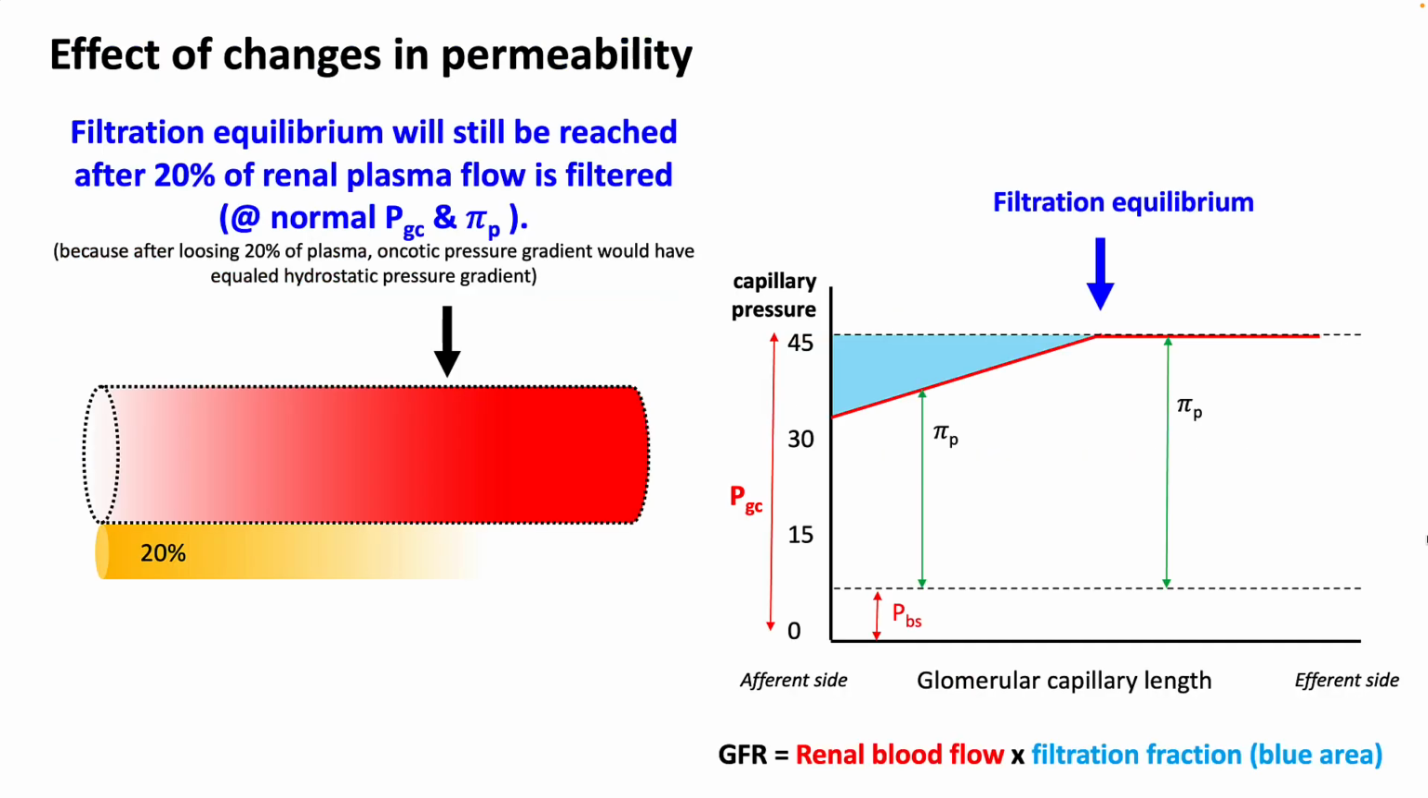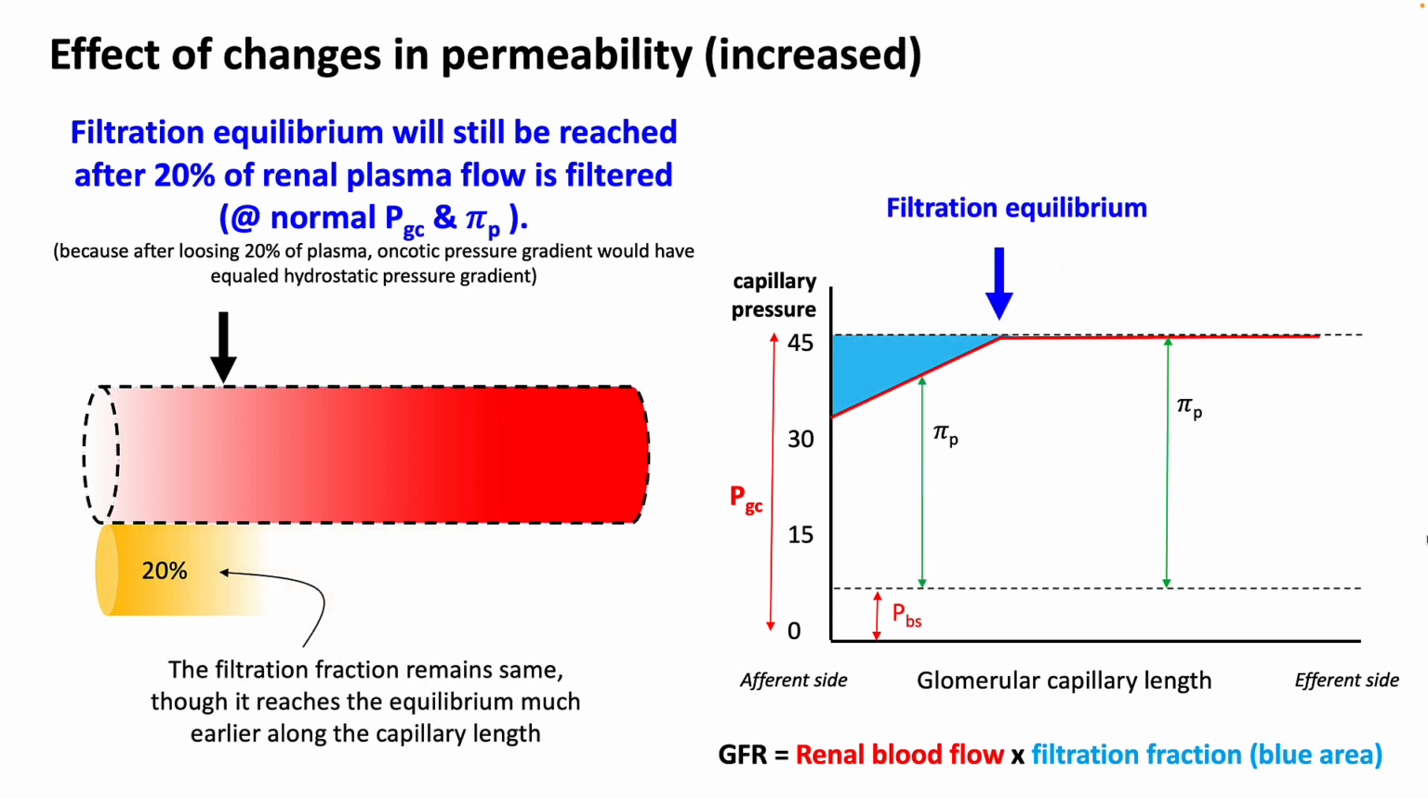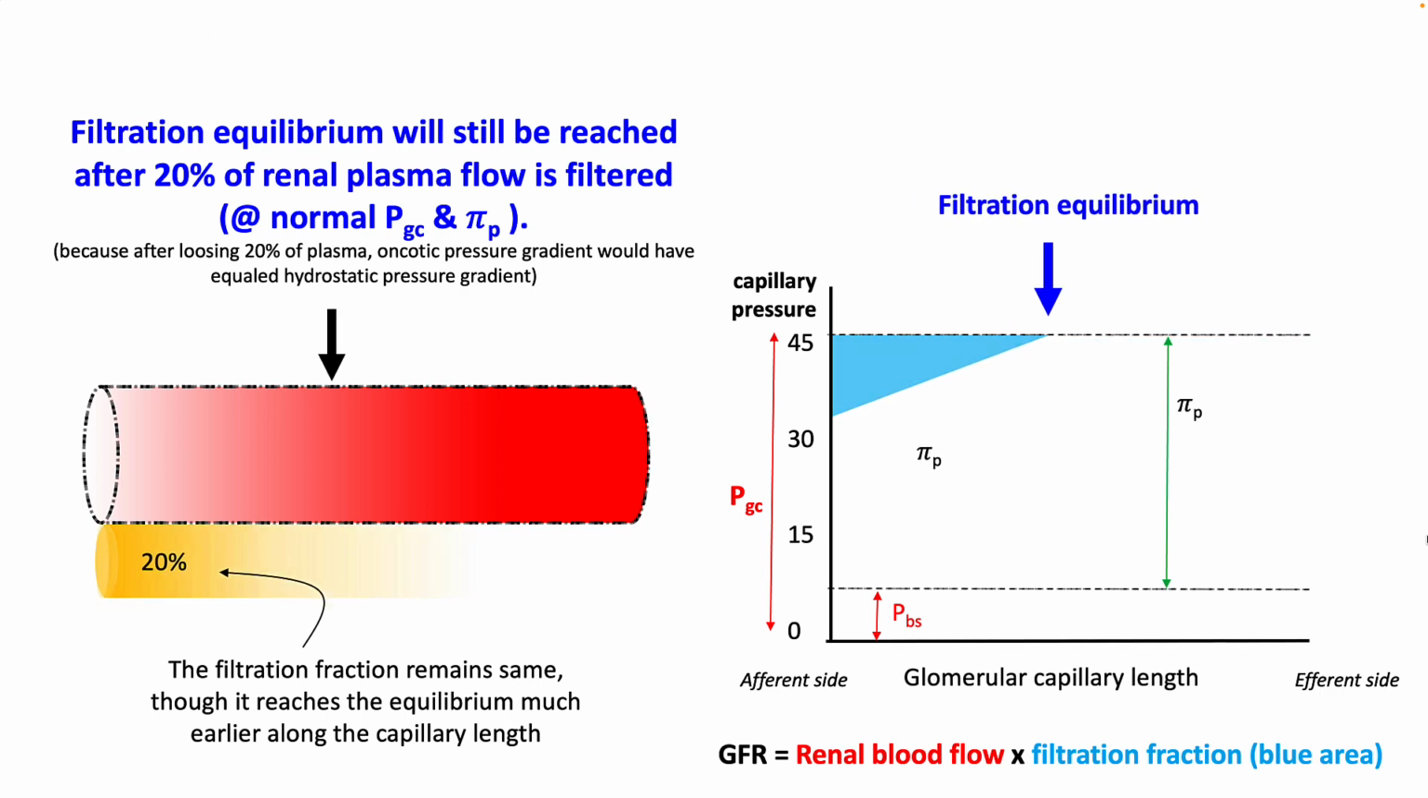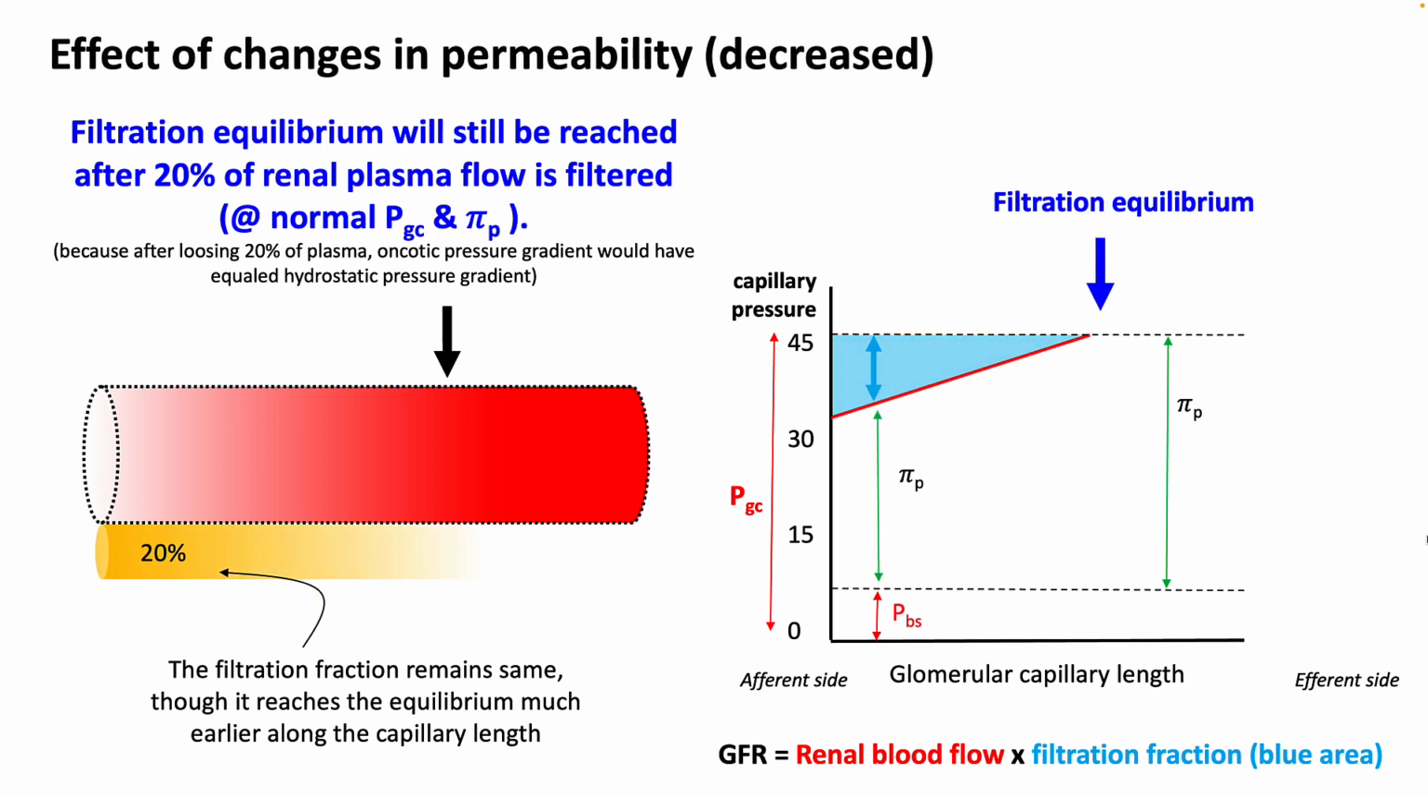Even if the permeability of your capillaries increases, your filtration fraction remains the same, because now you can achieve the filtration equilibrium much sooner, once 20% of your plasma has been filtered. If your permeability decreases, everything shifts towards the right. However, you still reach your 20% filtration fraction, just later in the capillaries.